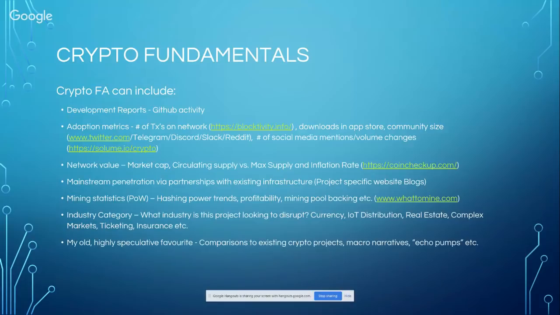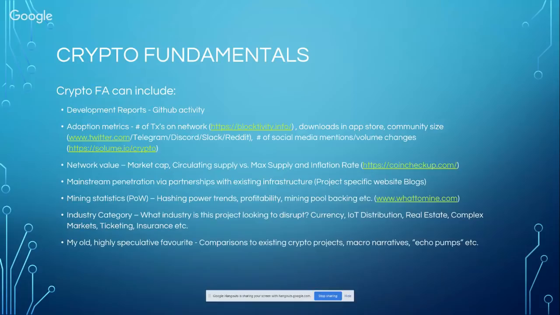So I included a few things here. Some of the tools I do use for crypto fundamentals. Of course, development reports like GitHub activity, which we're talking about today. Other things you can look at, blocktivity.info. I included the link. There's a number of transactions on a network. So if you really want to see what's going on on the network, you can check out the statistics there. Obviously higher network usage, you would think, would be a good predictor of potential network value.